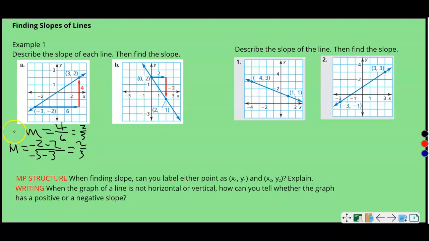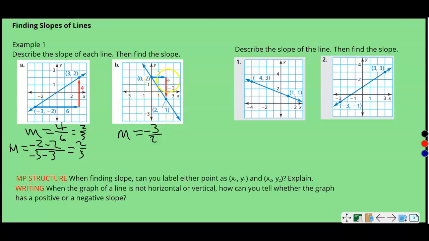So you can use the rise over run when it's already given, or you have a graph and you can count those off, or you can use the formula as well. All right, B part, you can see that it's going downhill from left to right, so we can determine that that is a negative slope. If we look at the rise over run, it is rising -3, and it is running 2.